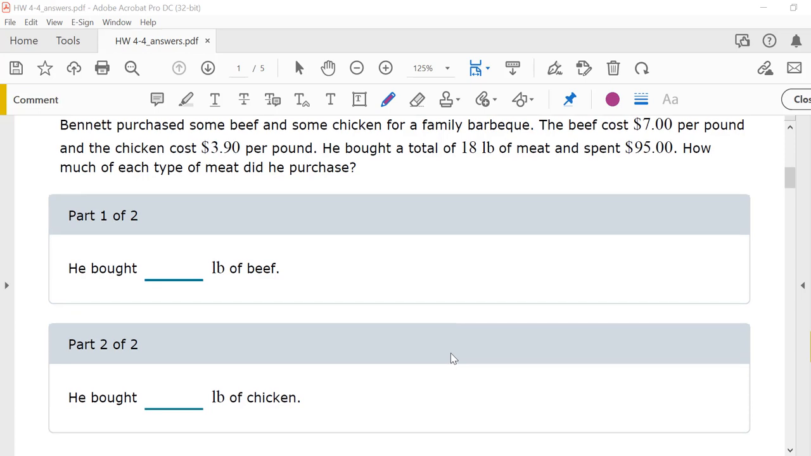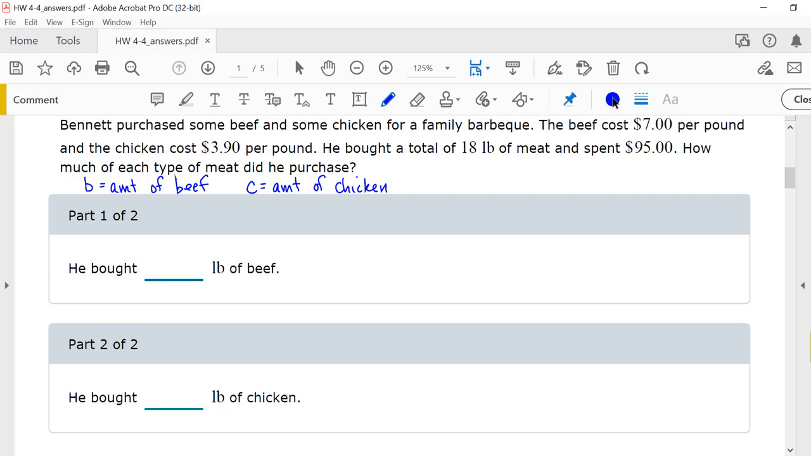Question number 2. Bennett purchased some beef and some chicken for a family barbecue. The beef cost $7 per pound, and the chicken cost $3.90 per pound. He bought a total of 18 pounds of meat and spent $95. How much of each type of meat did he purchase? Okay, here we go again. B is going to be the amount of beef, and C is going to be the amount of chicken.